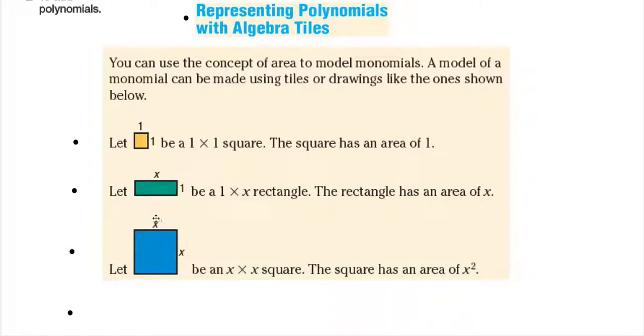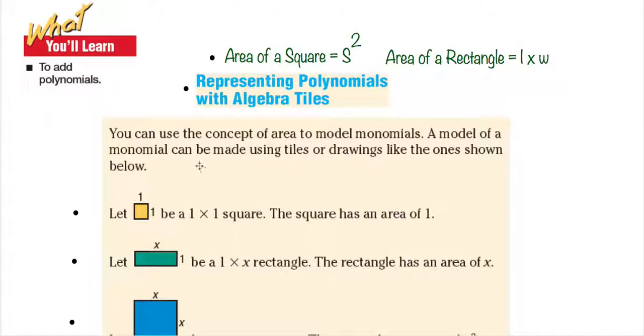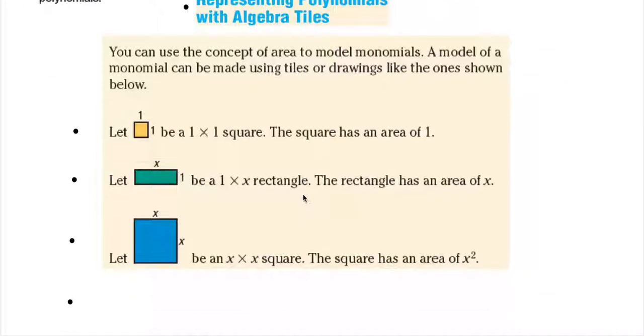The third model we're going to talk about is the x squared tile. Why is this x squared? Because it forms a square and each side has a measure of x, and we know the area of a square is s squared. So here we simply multiply x times x and come up with x squared. So this is an x squared tile.